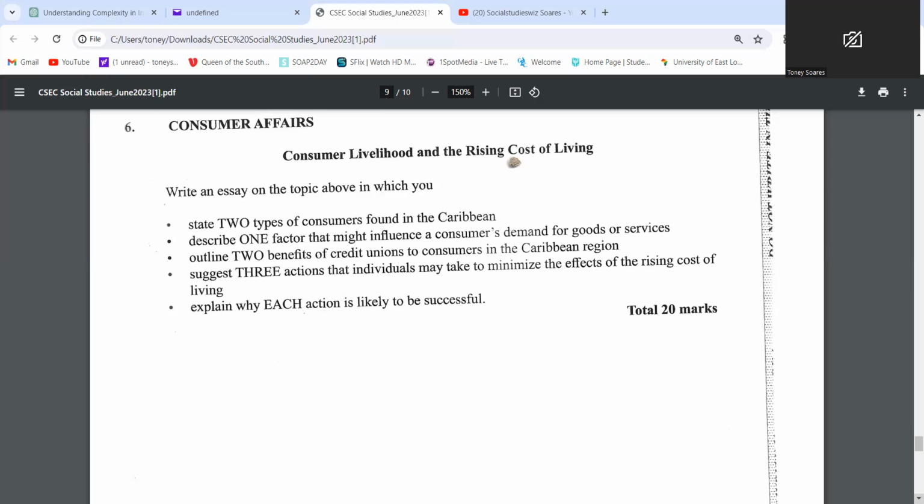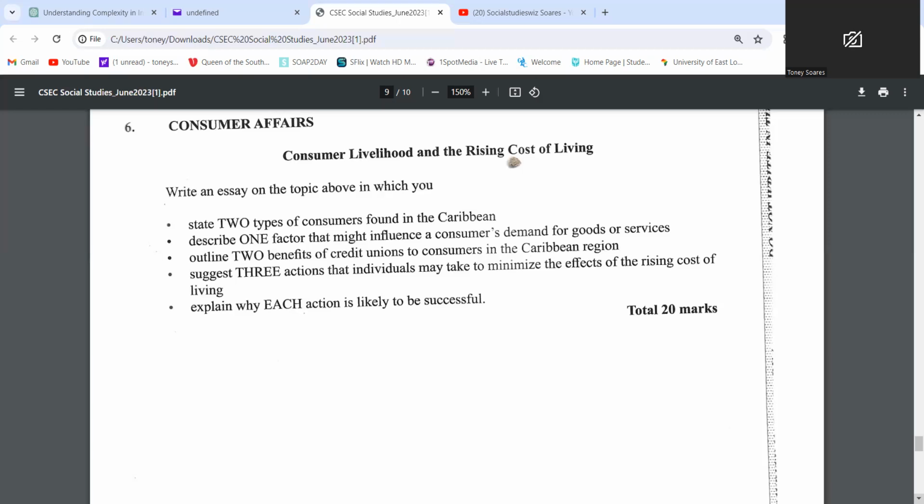Very good. Describe one factor that might influence a consumer's demand for goods and services. One factor that might influence a consumer's demand for goods and services is the size of a person's income. That will determine how much they can buy and what they can buy. Other factors that I'm going to throw out there might be the price and the individual's taste, and you can justify those.